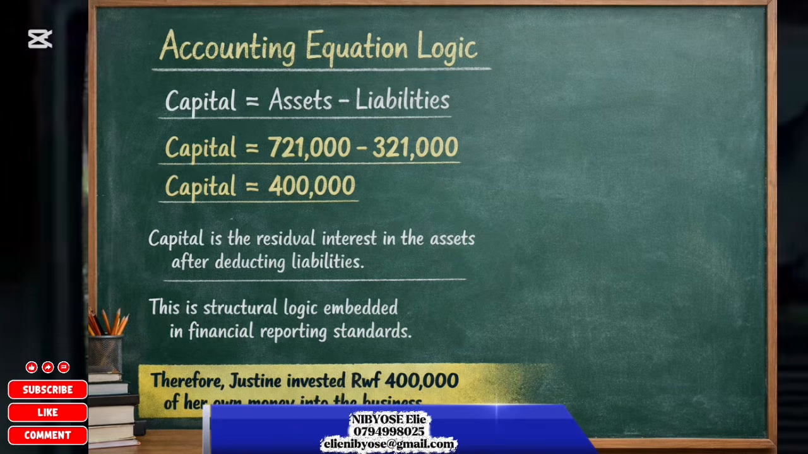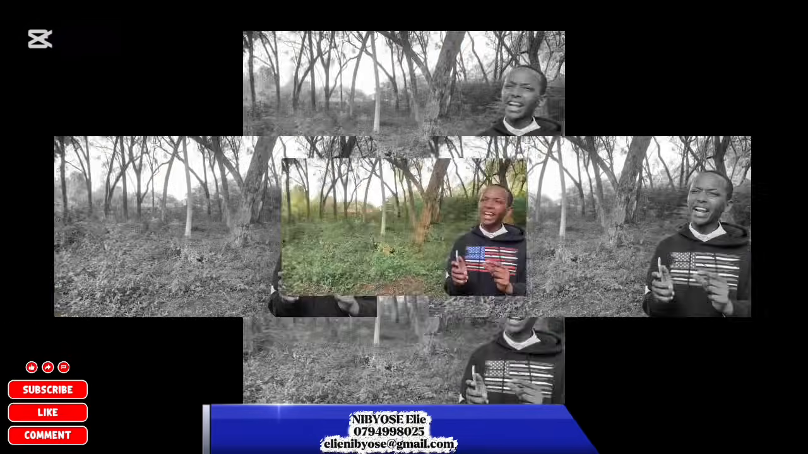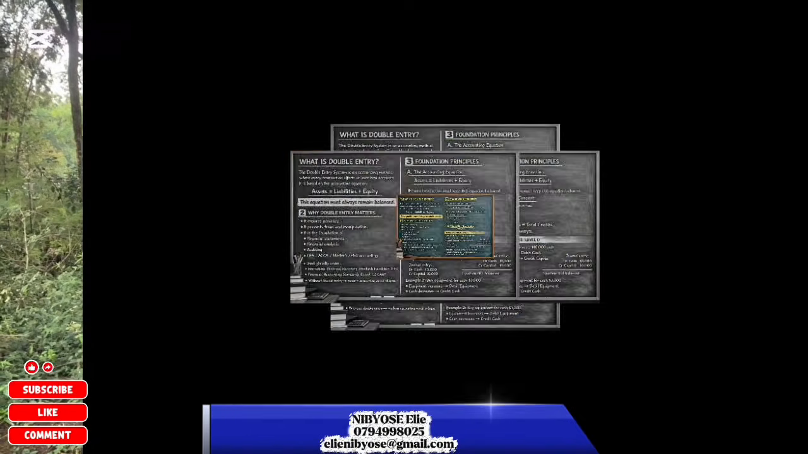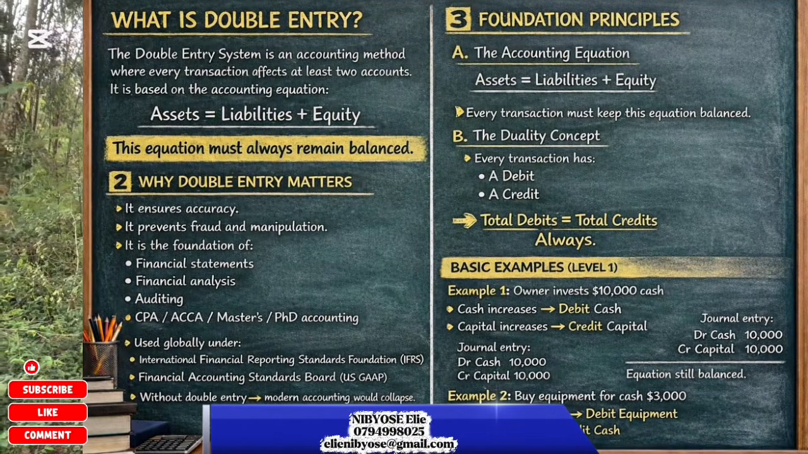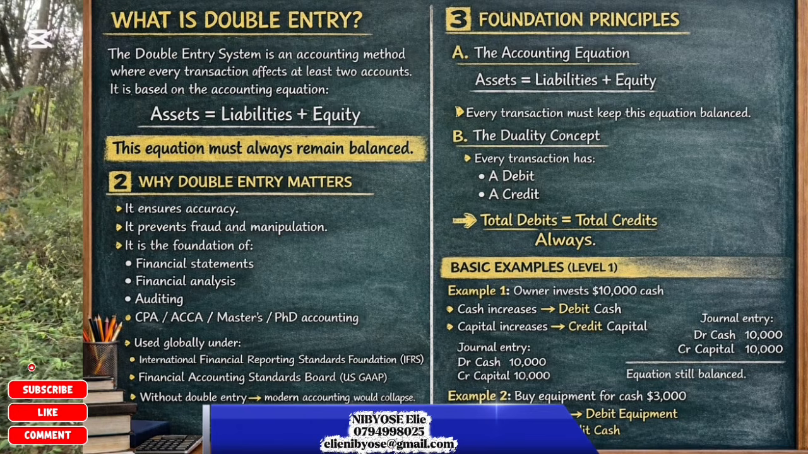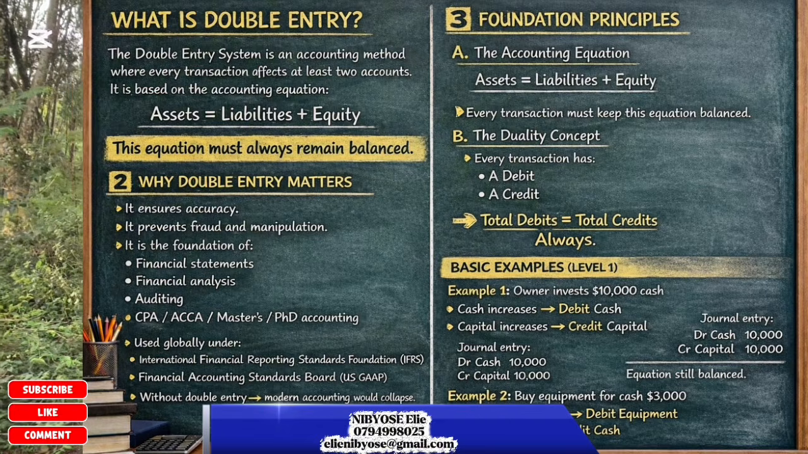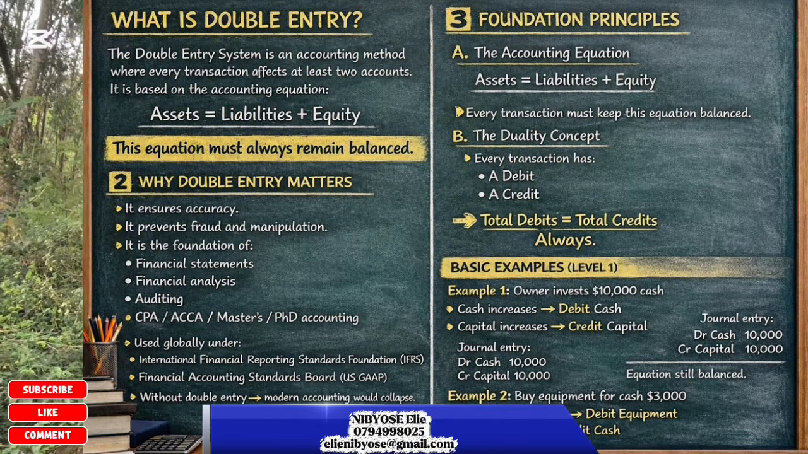So, as you have seen, the accounting equation balances not because the accountant wanted it to, but because economic reality forced it to. So, let's proceed to the double entry system. What is the double entry system? The double entry system is an accounting method where every transaction affects at least two accounts. If you debit, you credit.